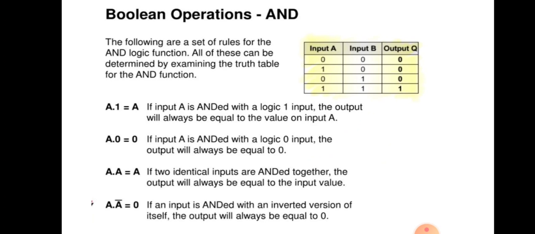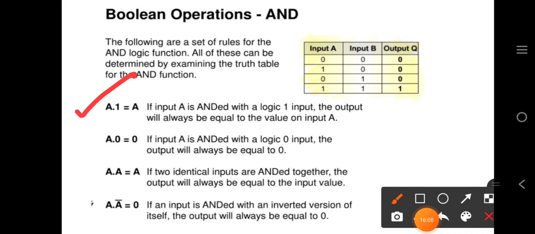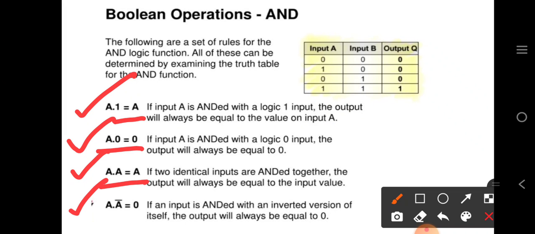Now the Boolean operations. Here you can see everything. The following are a set of rules for AND logic functions. All of these can be determined by examining the truth table for the AND function. In previous slides we have seen 4 rules for the AND gate. You can see them here one by one. The first one, A dot 1 is equal to A. Here A dot 0 is equal to 0. Here A dot A is A and A dot A bar is 0.